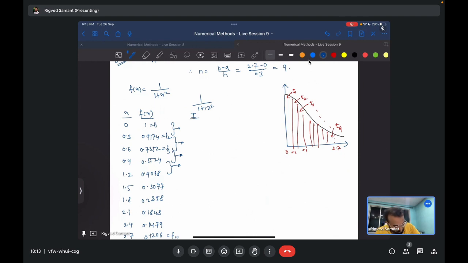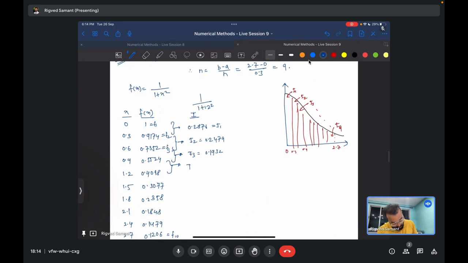So these values are 0.2876. Here you will get I1, I2 is 0.2479, I3 you will get as 0.1932, I4 is 0.1444, I5 is 0.1076.